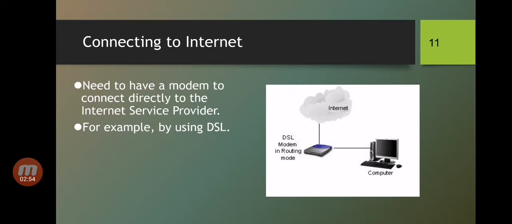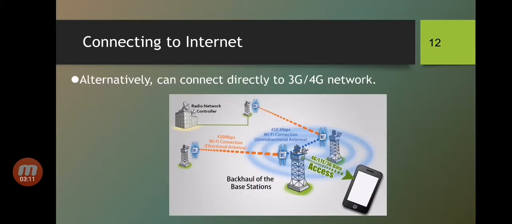How do you connect to the internet? Normally you need to have a modem to connect directly to the internet service provider. For example, by using the digital subscriber line, DSL. But nowadays you can actually connect directly to a 3G or 4G network.